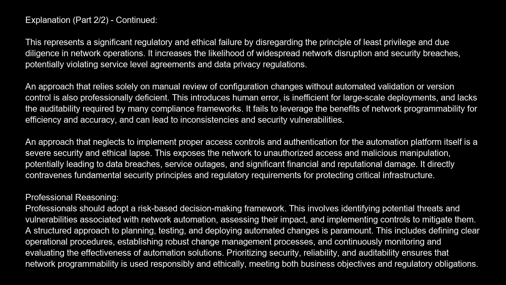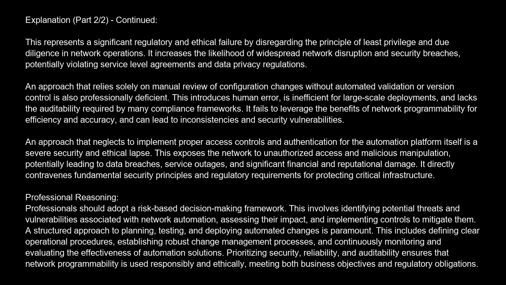Professional reasoning. Professionals should adopt a risk-based decision-making framework. This involves identifying potential threats and vulnerabilities associated with network automation, assessing their impact, and implementing controls to mitigate them. A structured approach to planning, testing, and deploying automated changes is paramount. This includes defining clear operational procedures, establishing robust change management processes, and continuously monitoring and evaluating the effectiveness of automation solutions. Prioritizing security, reliability, and auditability ensures that network programmability is used responsibly and ethically, meeting both business objectives and regulatory obligations.